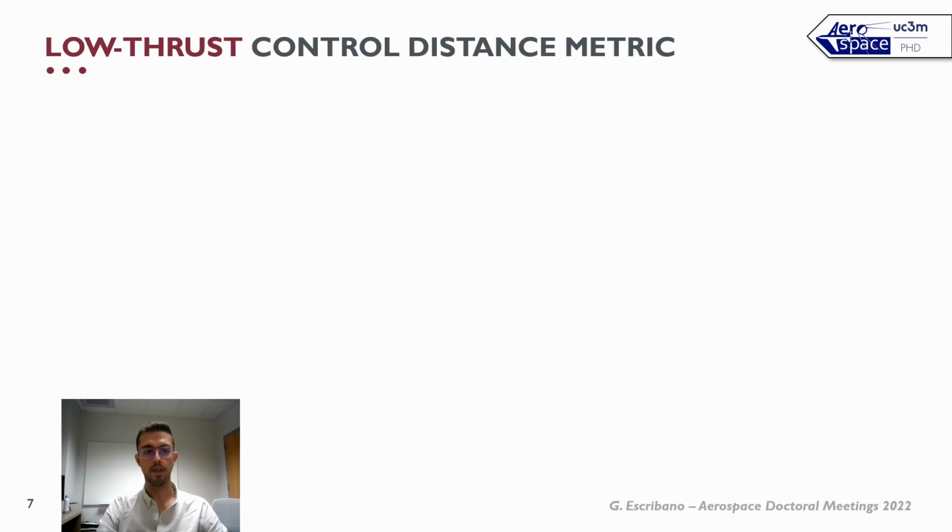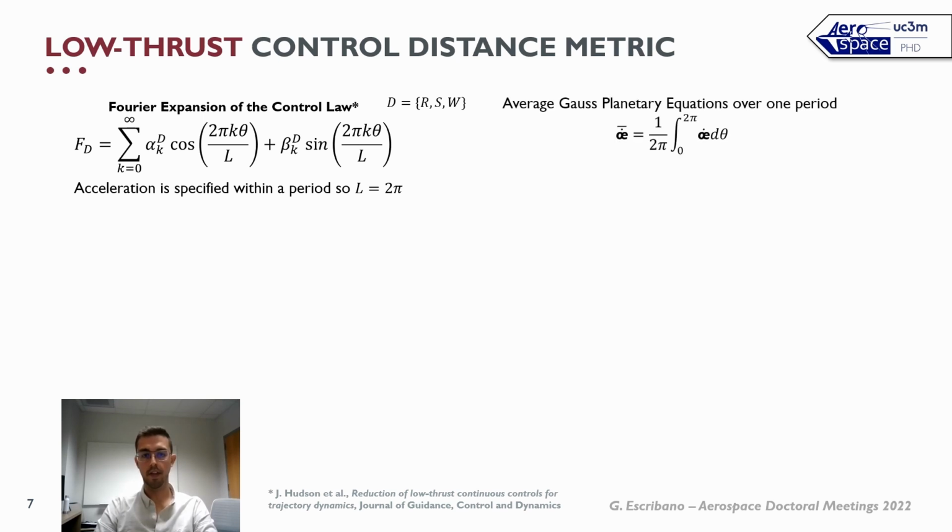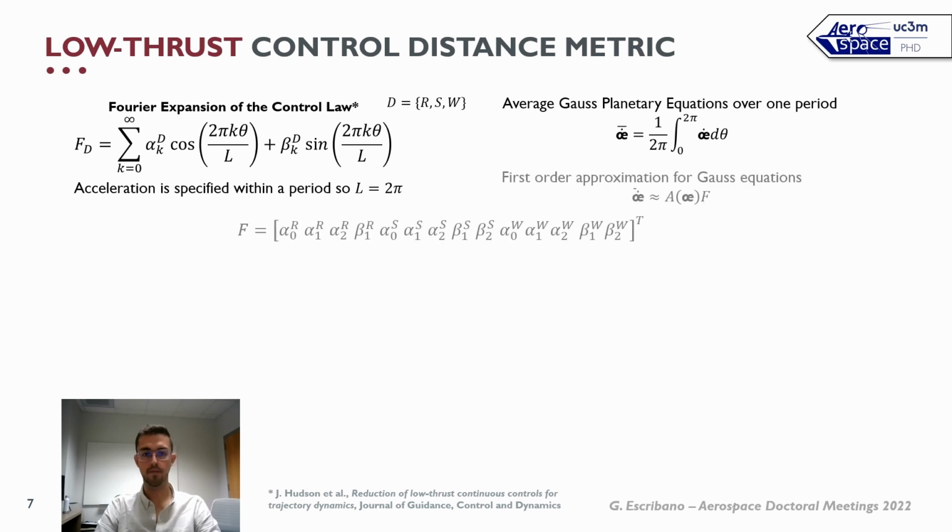In parallel, we have developed an alternative control metric tailored to electric propulsion. Hudson and Scheeres proposed to approximate any control profile as a Fourier series, and then model the dynamics of the object according to this input. Since the orbit is effectively perturbed by this control input, it is convenient to average the orbit within one orbital period to obtain some sort of secular dynamics, right?